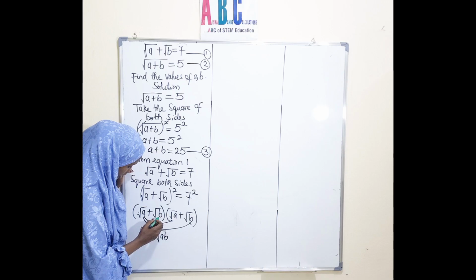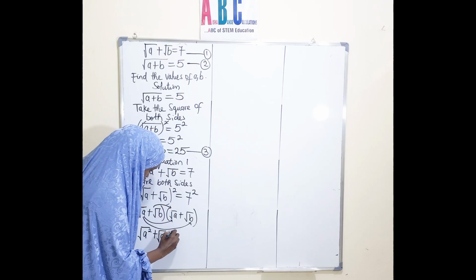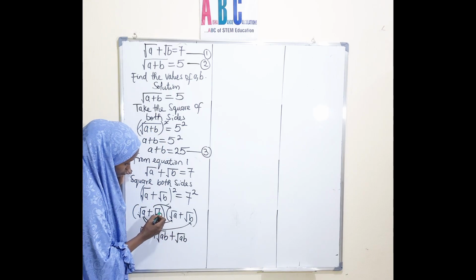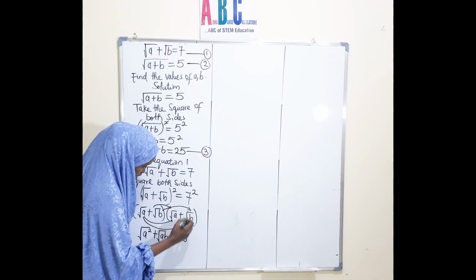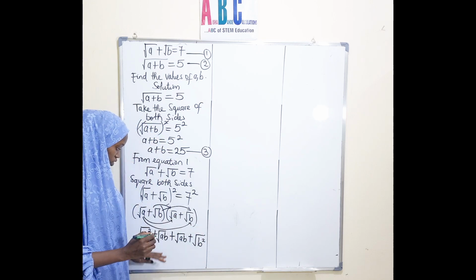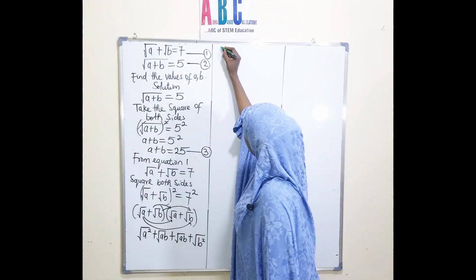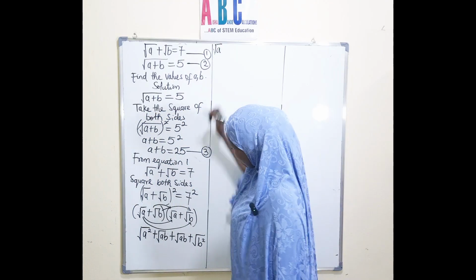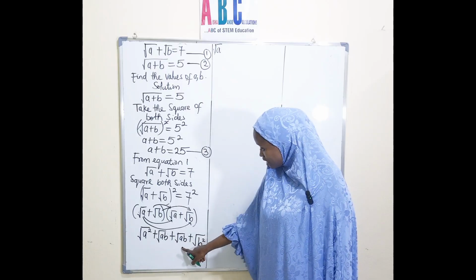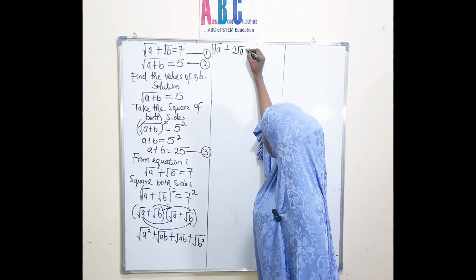Now let's go to the second term in the first bracket. Square root of b times square root of a here is going to give us plus square root of ab also. Now square root of b times square root of b, this is going to be plus square root of b squared. Okay, hope you understand up to this point. Now let's simplify this. Square root of ab plus square root of ab are like terms, so we sum them together. So this is going to give us plus 2 roots ab.